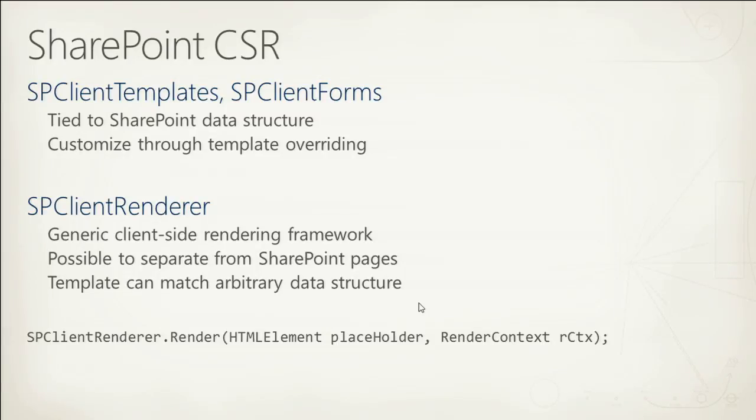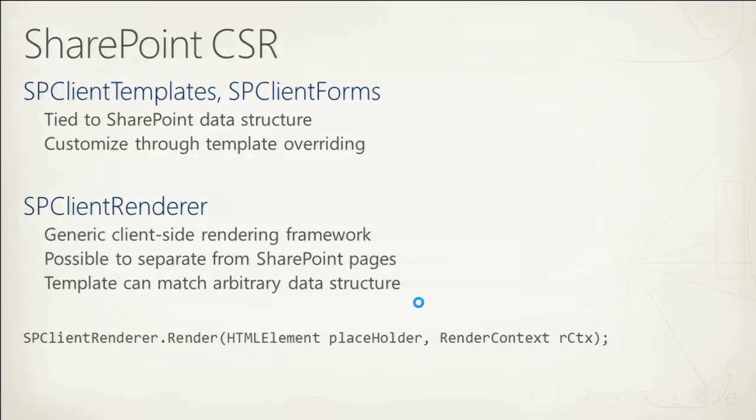And at the end of the day, what ends up happening is we call SP.ClientRenderer.render. It's a very simple function. It says, where do you want to put this stuff? And what is the context you want me to execute on? And it'll go and take that context. It'll grab the templates, grab the data, and the schema. It'll munge it all up, do your OnPreRender, generate your HTML, run your OnPostRender, and then it'll put that all into the place that you indicate.